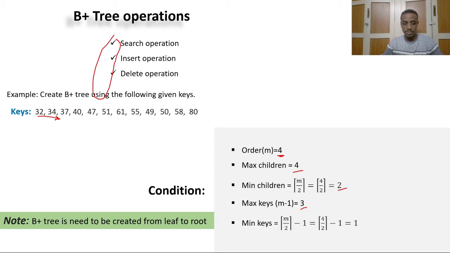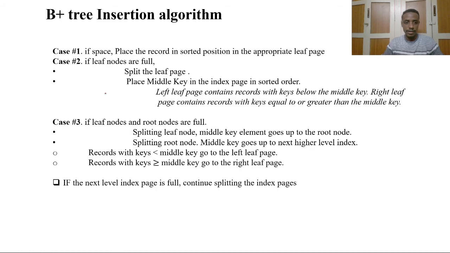The B+ tree needs to be created from the leaf node to the root node. So we'll grow up from creating the leaf node, and then splitting them and getting the root node. That is the way we are going to create a B+ tree. This algorithm has 3 main cases. If we have free space in the leaf node, we can simply insert the new key at the leaf node. And if the leaf node is full, we will split the leaf node, getting a new sibling leaf node and one more root node above.